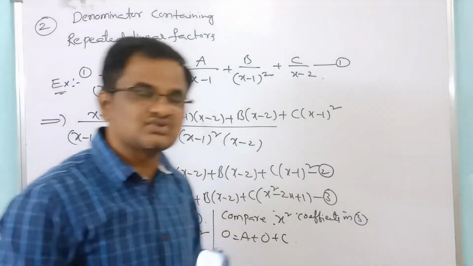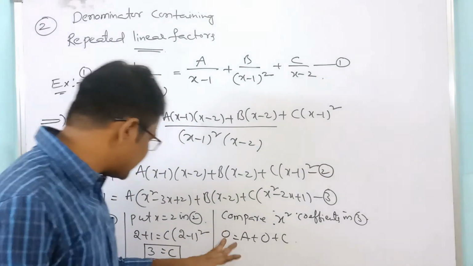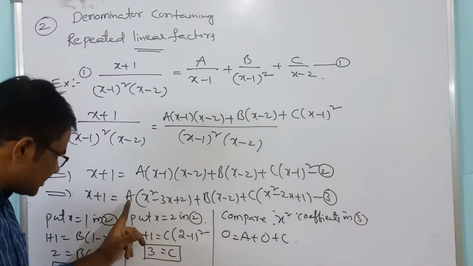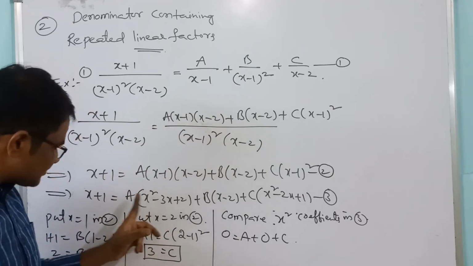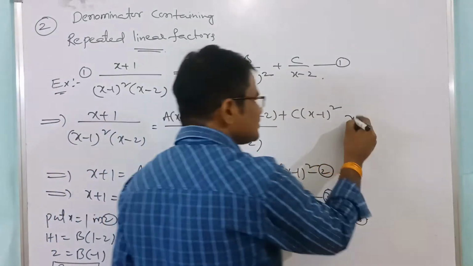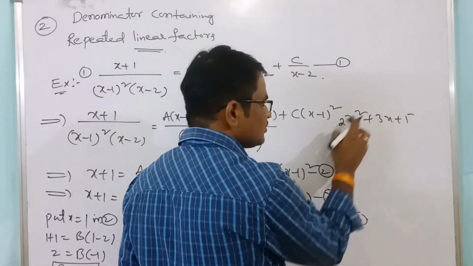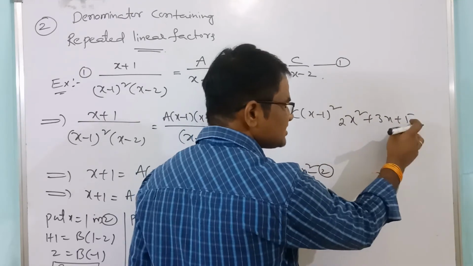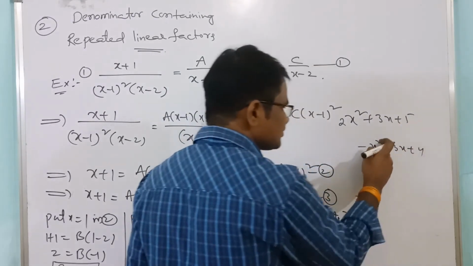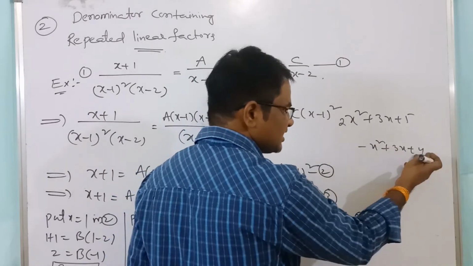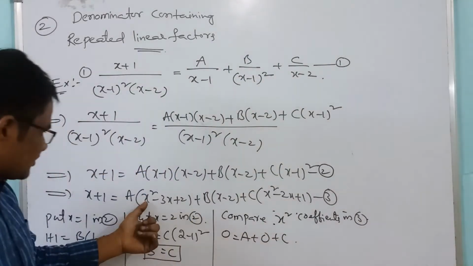Once again listen. How to compare x square coefficients? The left side x square coefficient is not there, so that's why you take 0. Here, if you multiply a into x square, you get a, so the coefficient of x square is a. See, for example 2x square plus 3x plus 5: the x square coefficient is 2, the x coefficient is 3, the constant term is 5. Suppose minus x square plus 3x plus 4: the x square coefficient is minus 1, the x coefficient is 3, the constant term is 4. Like that. Now here the x square coefficient is a.